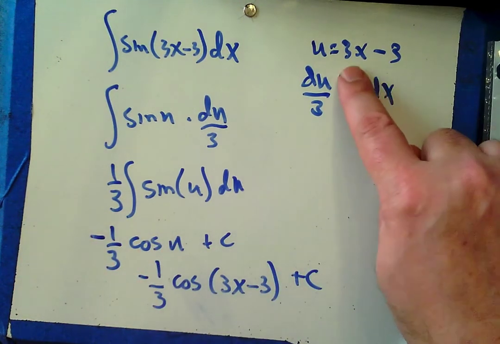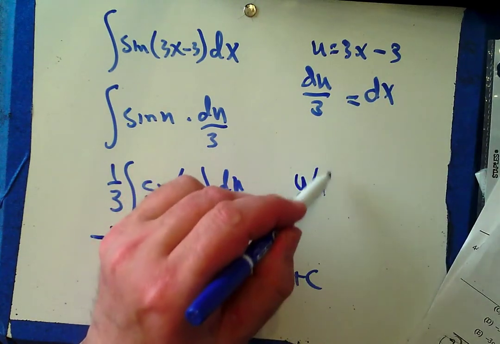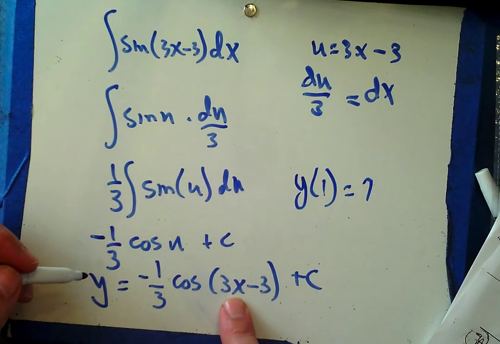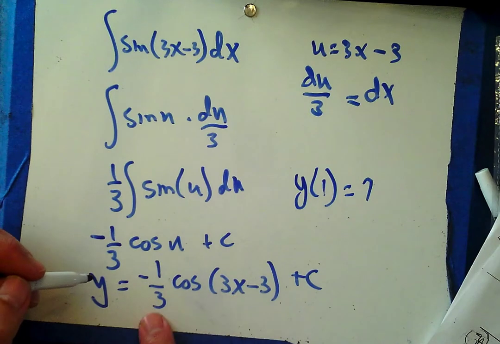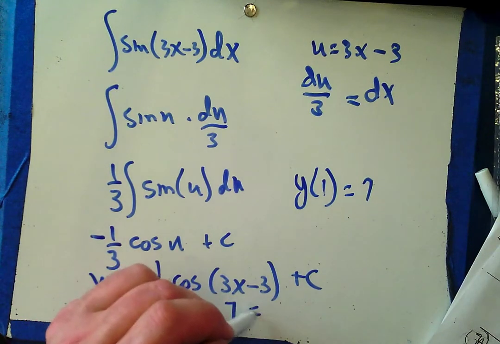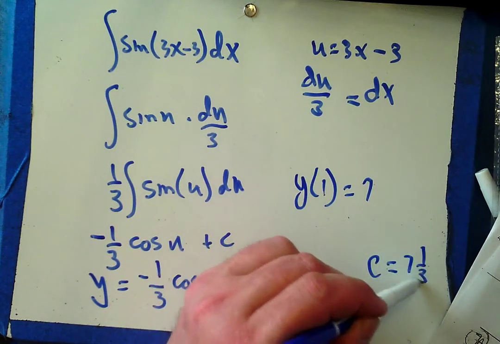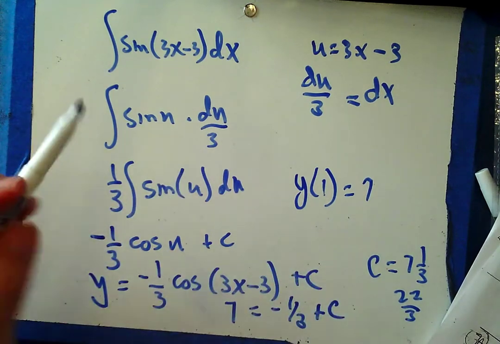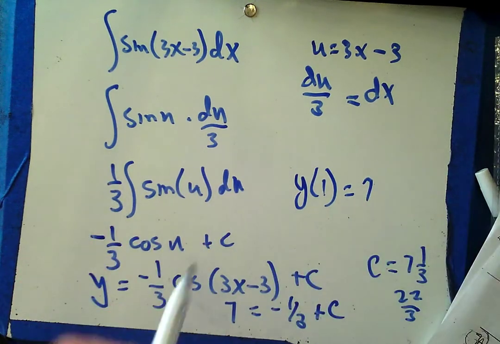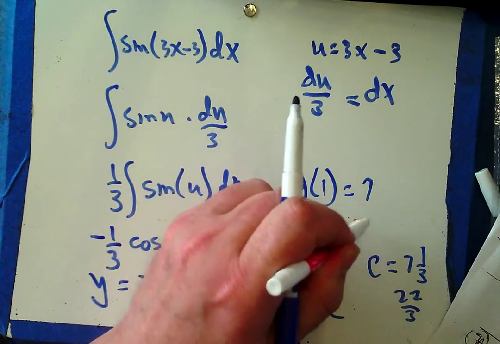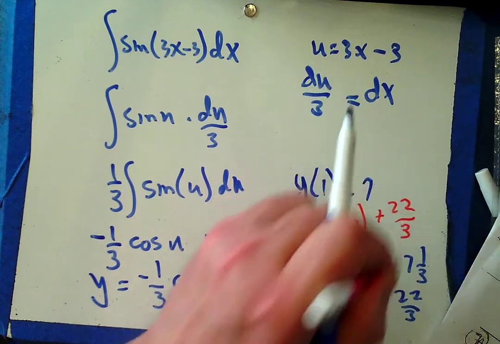Okay, now let's use our initial condition, which was y of 1 equals 7. So if I plug in a 1 here, 3 times 1 is 3, 3 minus 3 is 0, cosine of 0 is 1, and 1 times -1/3 is -1/3. So 7 equals -1/3 plus c. c equals 7 1/3, or 22/3, which means our equation would be -1/3 cosine 3x minus 3 plus 22/3.